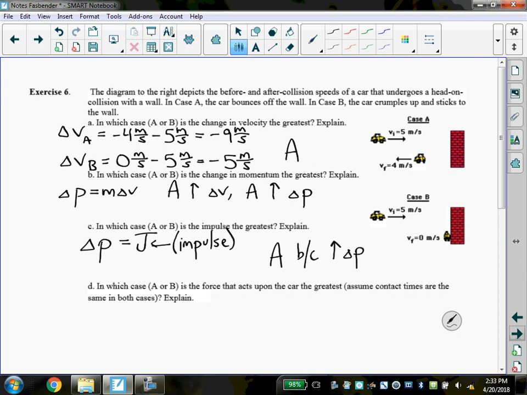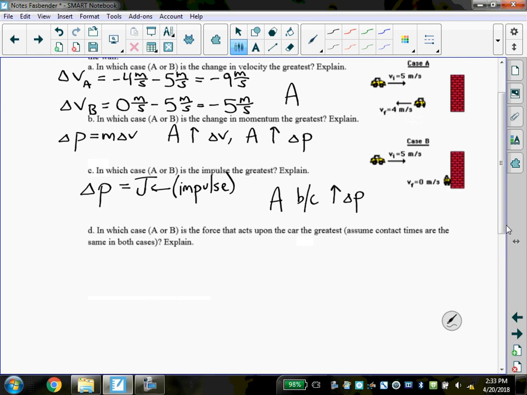And then finally, in which case is the force acting upon the car going to be the greatest, assuming that the contact times are the same? Well, we could figure this out by knowing that impulse is the same thing as net force times change in time. So if their changes in time are the same, then the one with the greatest impulse would then have the greatest force acting upon it.